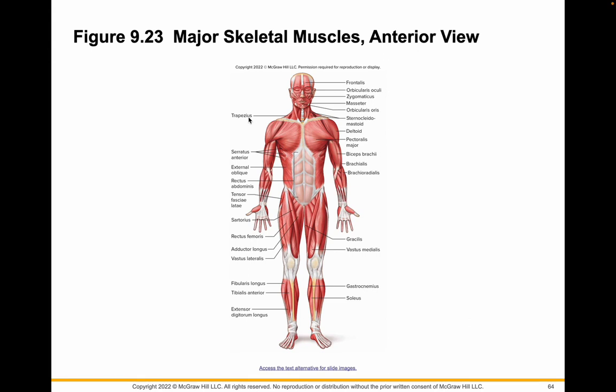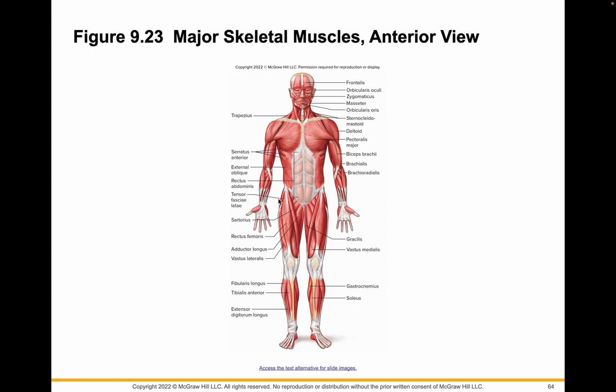So trapezius, serratus anterior, think about a serrated knife. It looks kind of like a serrated knife. It's going to be right here, coming out of the axial area. External oblique. Oblique means at an angle, and these are the external muscles that make your sides. Rectus, straight up and down. Abdominis, so these striations run up and down.